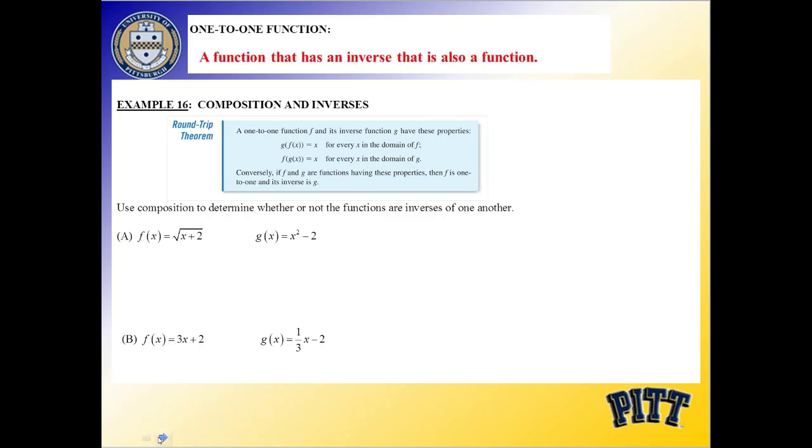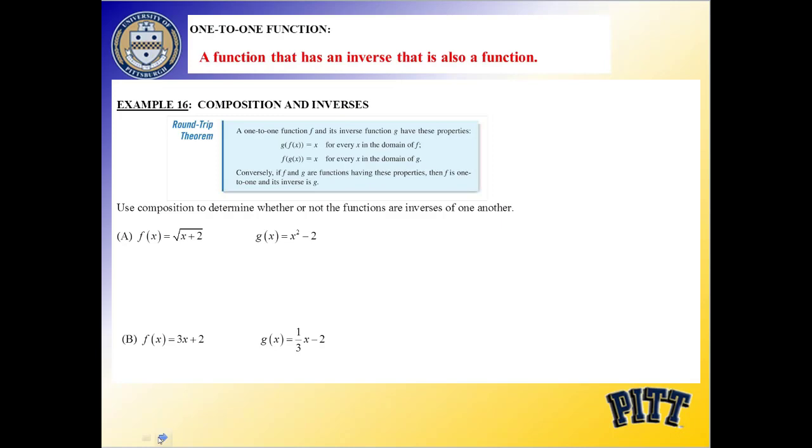So it has to be a function. Its inverse must also be a function. So sometimes when they say, is this function one-to-one? Well, you can see if it's a function. Is its inverse a function? If the answer is no, then no, it's not one-to-one. The reason why we bring up a one-to-one function here is that this round-trip theorem only works if I have one-to-one functions.